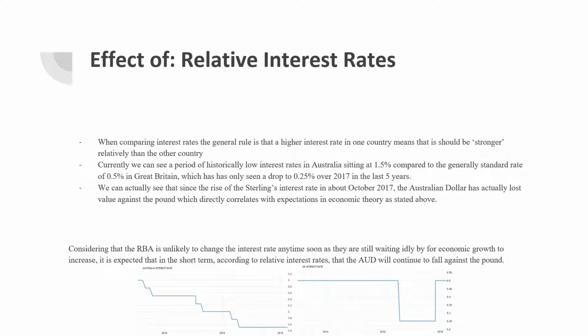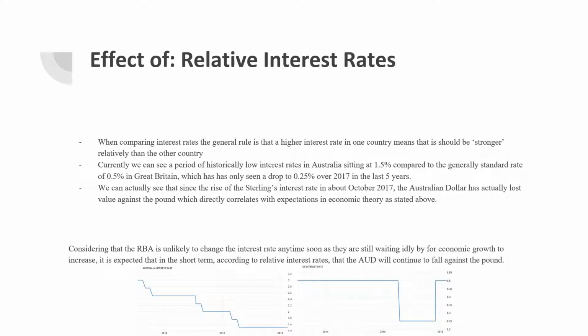So we can see that with the rise of the sterling interest rates in about October 2017, the Australian dollar lost value against the pound. So we can see a direct correlation looking at the theory that we just went through. And you'll see more of that on the next slide.